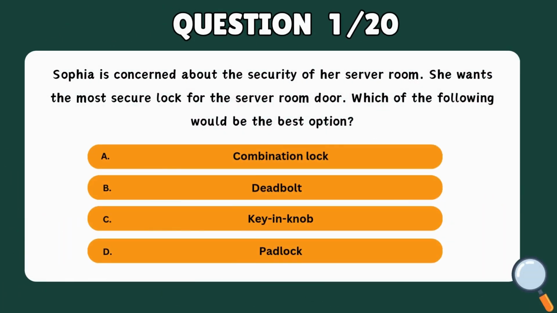Question 1. Sophia is concerned about the security of her server room. She wants the most secure lock for the server room door. Which of the following would be the best option? A. Combination lock. B. Deadbolt. C. Key-in knob. D. Padlock.